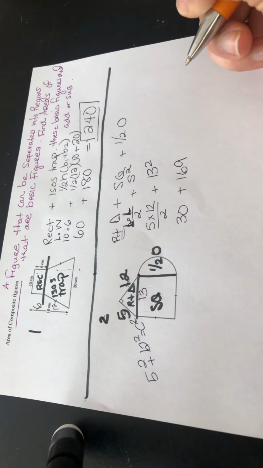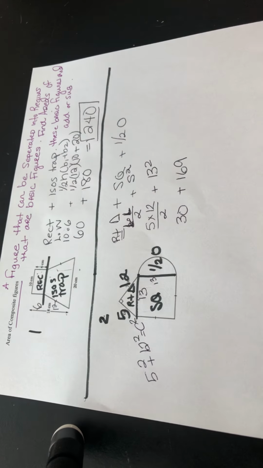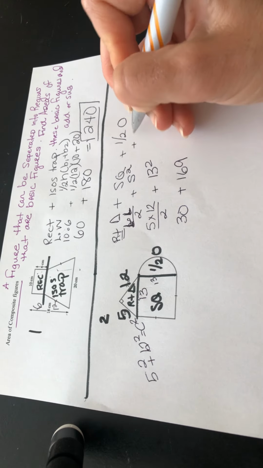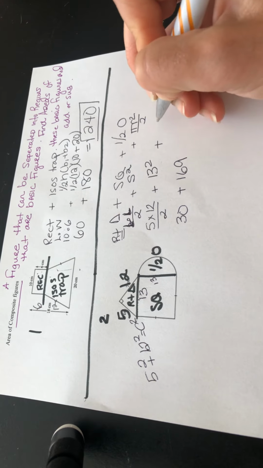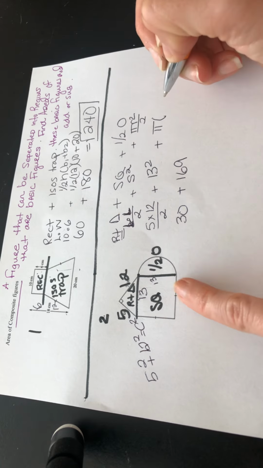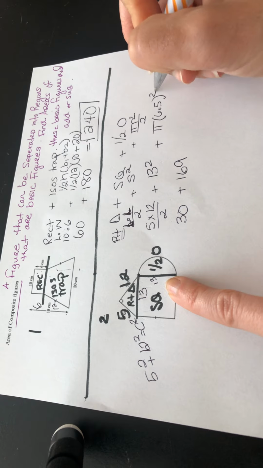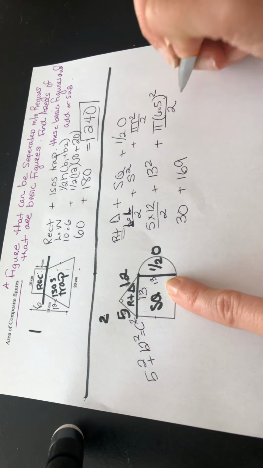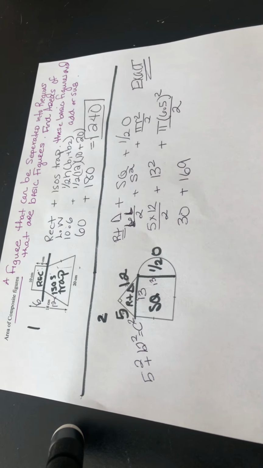Let's write our formula. Pi r squared over 2 plus, we have pi times the radius, half of 13 is 6.5 squared, over 2. And let's again, just to reiterate, let's do exact. So I messed this one up, so I have to use my calculator. 6.5 squared divided by 2.